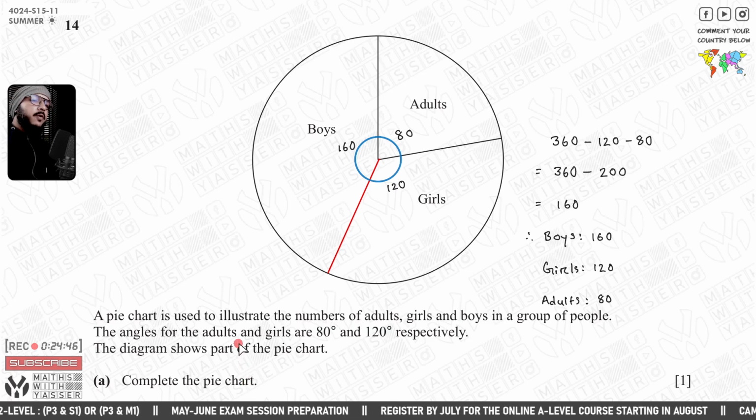So since we are already provided with the angle for adults and girls, let's find the angle for boys. The total angle must be 360. So 360 minus 120 minus 80, which is 360 minus 200, which is 160. So the boys must represent 160 degrees, followed by girls 120, and then adults 80. Using a protractor, you can provide this information in the pie chart.